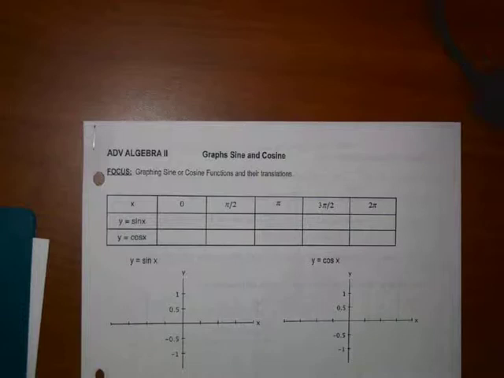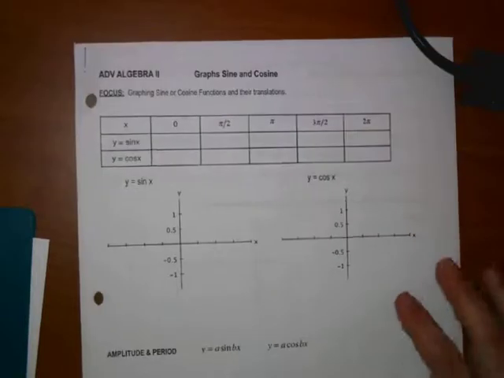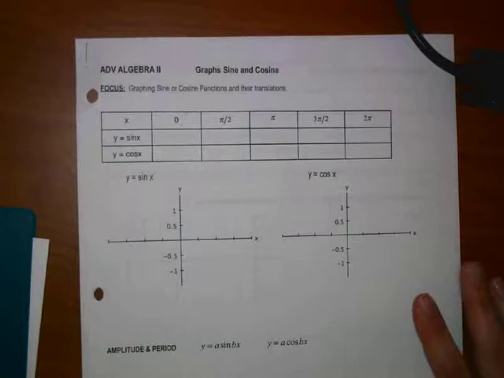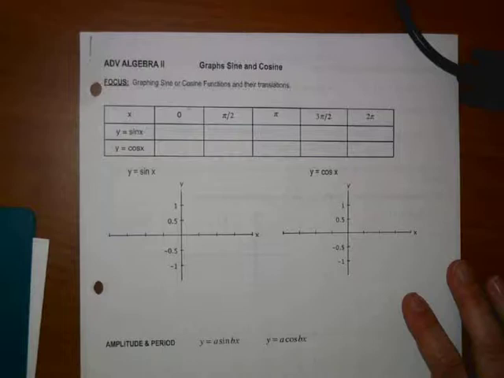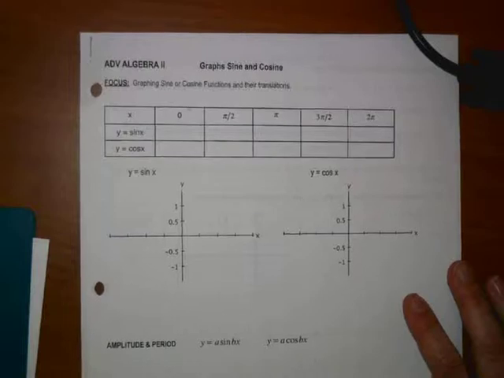All right, so we have a table here. We're going to graph sine and cosine functions. On Wednesday, we'll do tangent. So we're going to do sine and cosine in two parts. Is it easy? It's not bad.